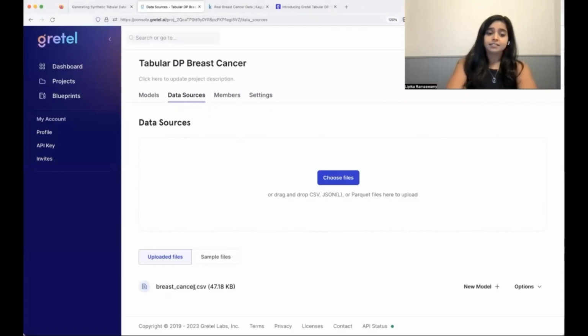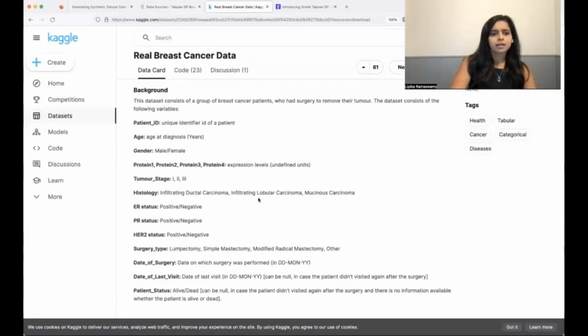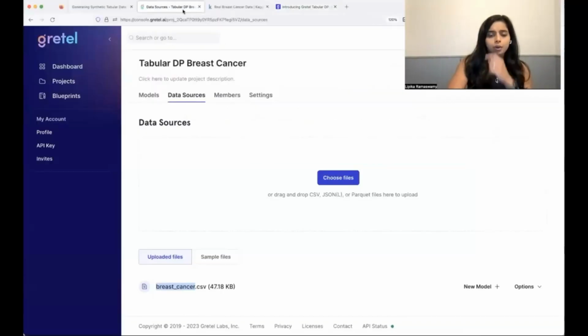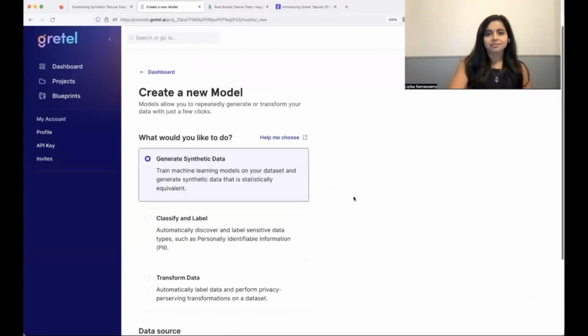It's a data set that contains information on patients who underwent surgery for breast cancer. I got this from Kaggle. So there's a ton of information on expression levels of different proteins, the stage of the tumor, just information about their surgery, and their status at the end of the surgery or whenever it was measured. So there is some date information here, but there's only one record per patient in there. So, all right, let's take this data set and we're going to generate a new model with it.